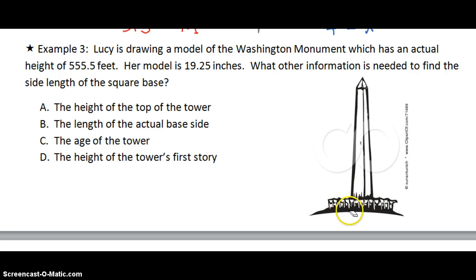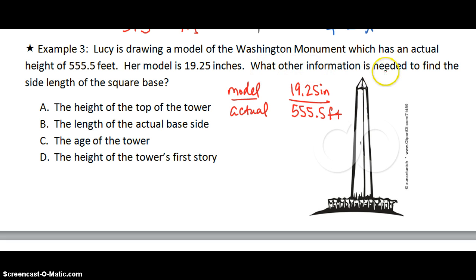In this next problem, we have a scale drawing of the Washington Monument. It says here, Lucy is drawing a model of the Washington Monument, which has an actual height of 555.5 feet. Her model is 19.25 inches. So if we're going to compare the model to the actual size, the comparison is going to be 19.25 inches to 555.5 feet. That's the scale.